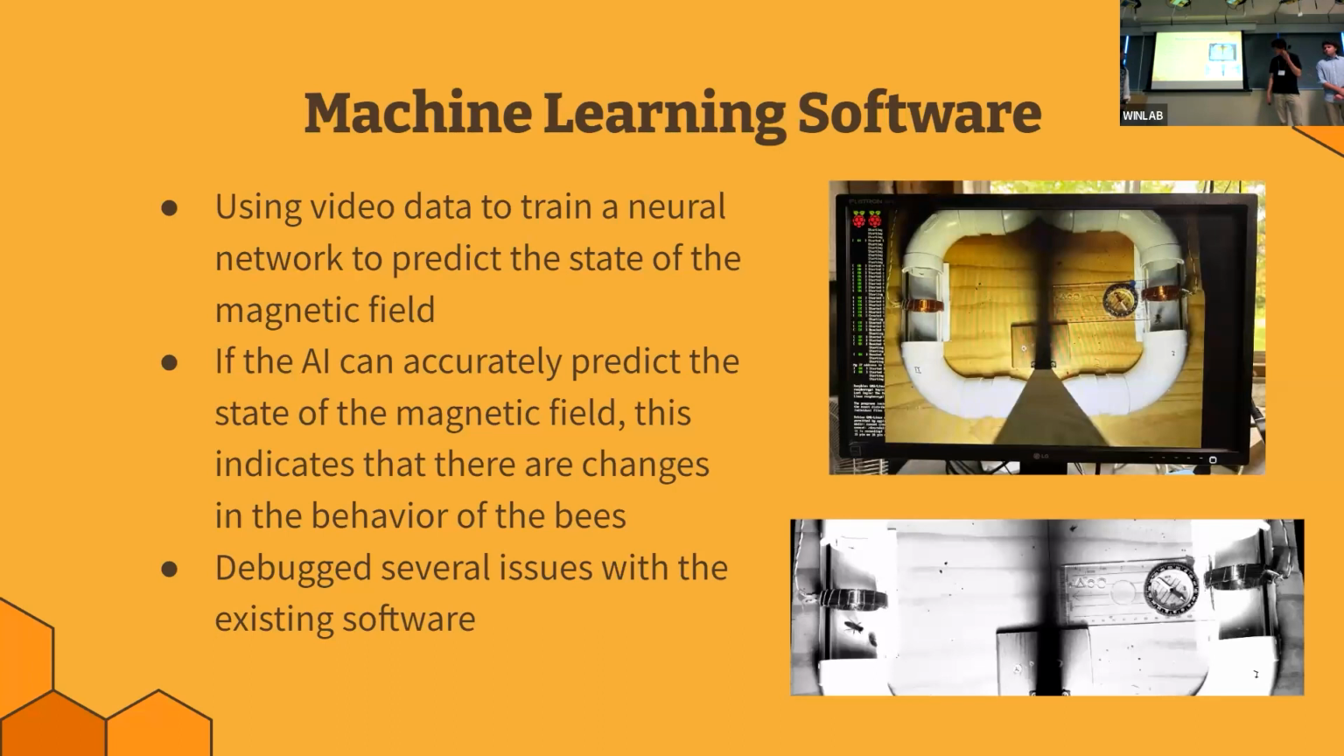So using the video data that we collected in the Hive monitoring apparatus, we gave these videos to a neural network to see if the AI could accurately predict the states of the magnetic fields. So if the AI was able to correctly classify these videos, a high accuracy would be generated, which suggests that the bees are changing their behavior in response to the magnetic fields. And throughout the course of the internship, we also debugged several issues with the software, such as fixing the cropping of the videos.